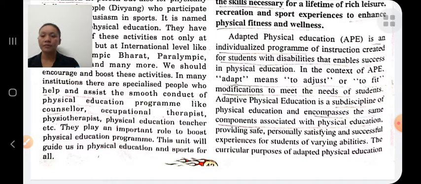Physical education means education through physical activity which modifies your behavior, and the aim of physical education is the complete development of an individual. The objectives of physical education are physical development, social development, psychological development, emotional development, etc. So adaptive physical education also contains the same components, providing safe, personally satisfying and successful experiences for students of varying ability. This is about adaptive physical education.